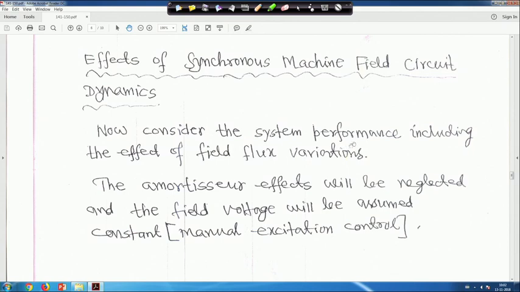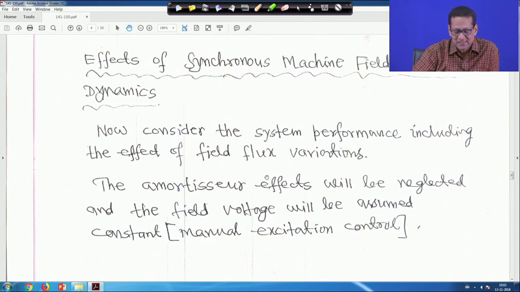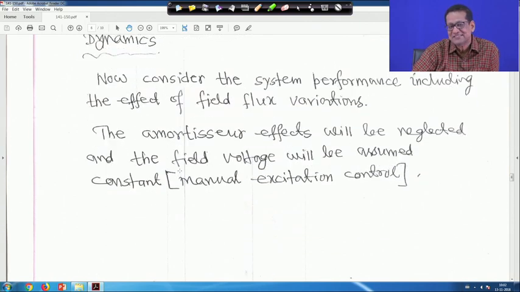Now, consider the system performance including the effect of field flux variation. The amortisseur effects will be neglected just for simplicity in the analysis, because we will think about the classroom exercise. The field voltage will be assumed constant, that is the manual excitation system. Regarding the excitation system, I told you if time permits, at the end I will try, but if time does not permit, it will be impossible. So, the field voltage is assumed constant, that is EFD. If it is constant, that means the perturbation delta EFD will be 0, right.